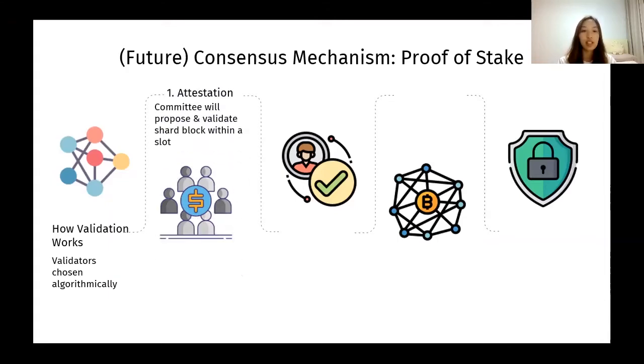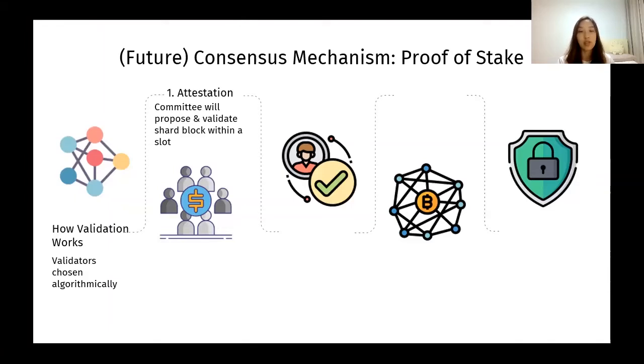So if a validator is not chosen to propose a new shard block, they'll have to attest to another validator's proposal and confirm that everything looks okay. So it's the attestation that's recorded in the beacon chain rather than the transaction itself. And then at least 128 validators are required to attest to each shard block. And this is known as a committee.